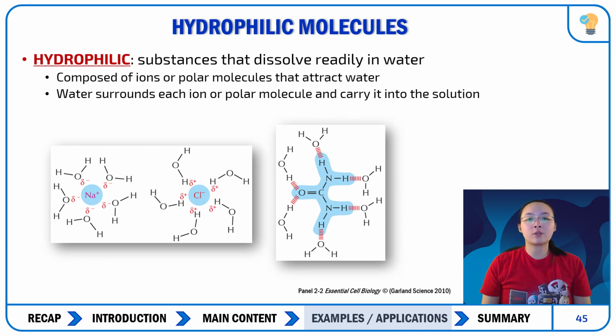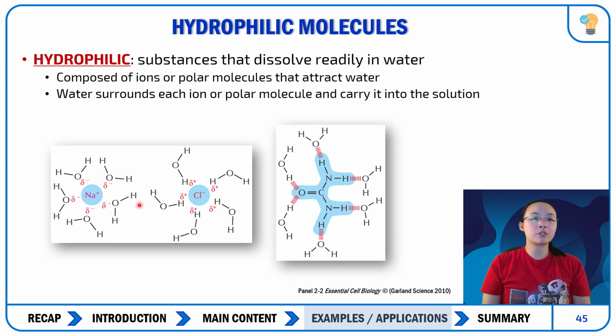So now let's go through hydrophilic and hydrophobic molecules. Hydrophilic substances are those that are going to dissolve readily in water. They're composed of ions or polar molecules, which means they're going to attract water. So that makes sense and that's logical. In fact, water molecules are going to come around, surround each hydrophilic molecule, or basically charged molecule, and carry it into the solution. The example here is of salt, or table salt, dissolving in water.